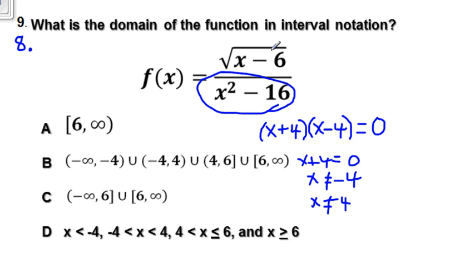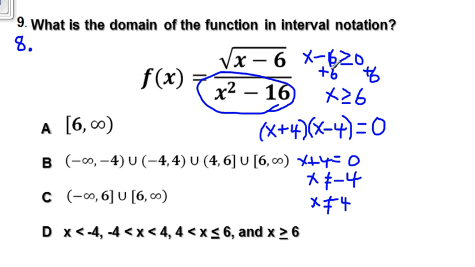Now looking at the numerator, we have the square root of x minus 6. So we know that x minus 6 has to be greater than or equal to 0. So if we write x minus 6 is greater than or equal to 0, we add 6 to both sides of the inequality. I was going to say equation. It's actually inequality. So x is greater than or equal to 6.